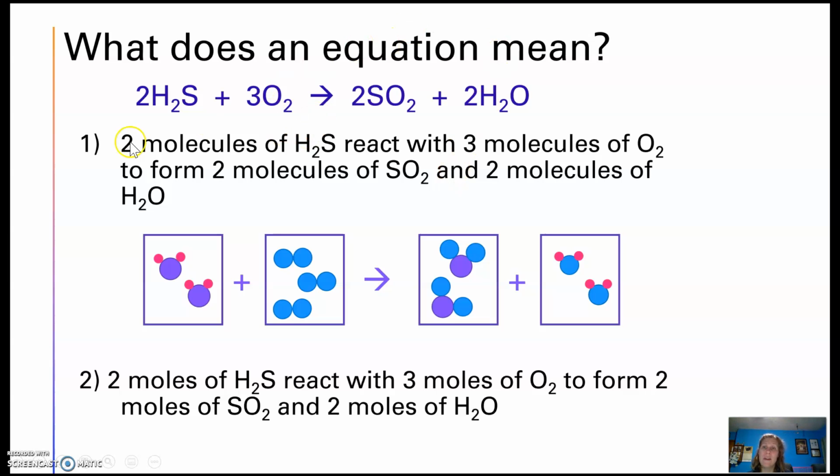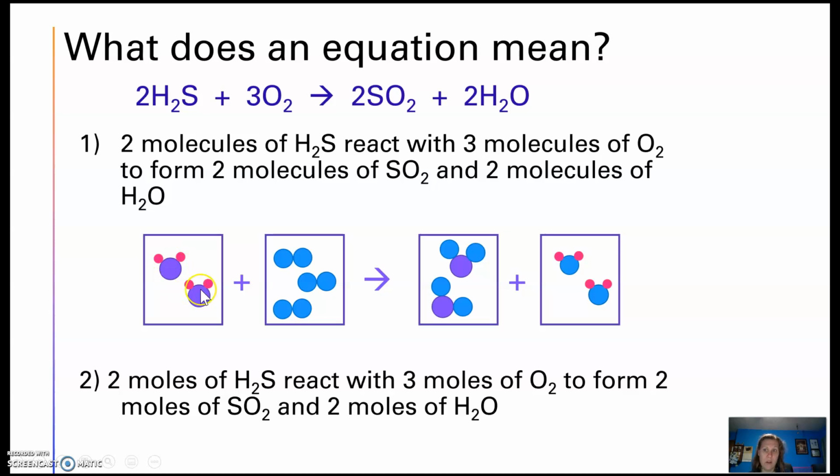What does an equation mean? So here's all of it. First off, particle level. A balanced chemical equation means two molecules of H2S plus three molecules of O2 makes two molecules of SO2 and two molecules of H2O. In real life, they wouldn't be separate like this. But visually, it's a balanced chemical reaction.